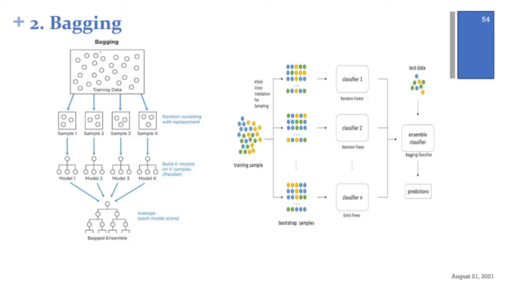So then we try to visualize the entire process once again. This is the complete data set, original data, training data. You can see you generate a sample here, generate another sample, up to K. This is random sampling with replacement.